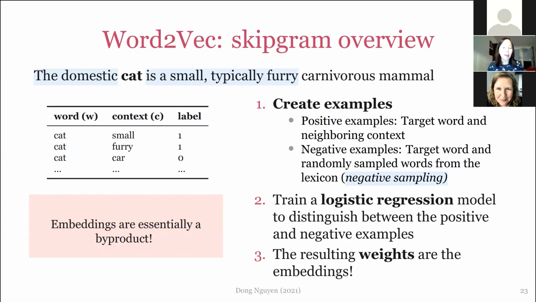So the embeddings are essentially a byproduct, because this is not a task that we're interested in using in practice for some kind of application. But by giving this task to the model, we are able to learn these word embeddings that are then used for all kinds of other purposes.